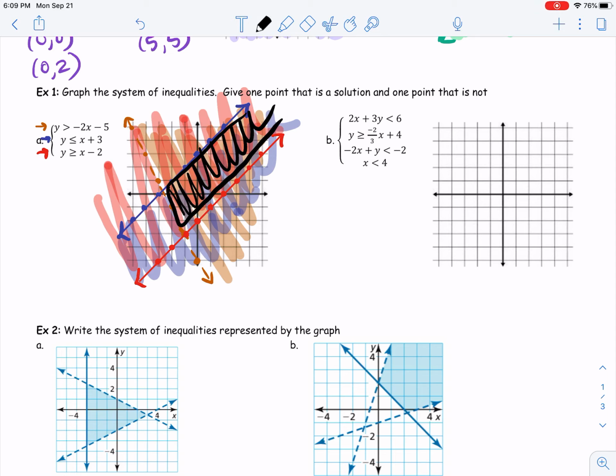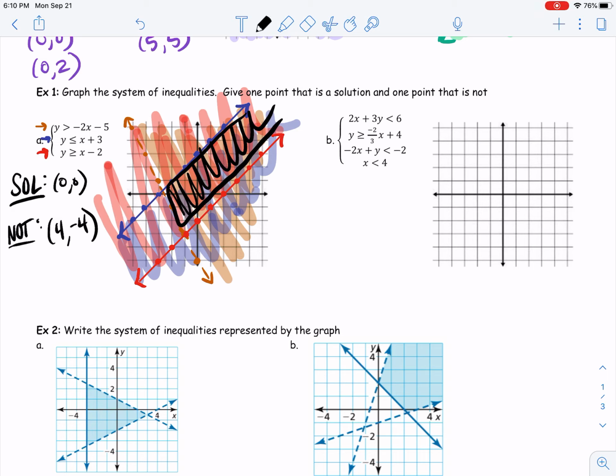So giving a point that is a solution could be 0, 0. Or origin is in the solution. And something that is not a solution would be anything not in that region. So maybe we're going with, let's see, 1, 2, 3, 4, 4, negative 4.